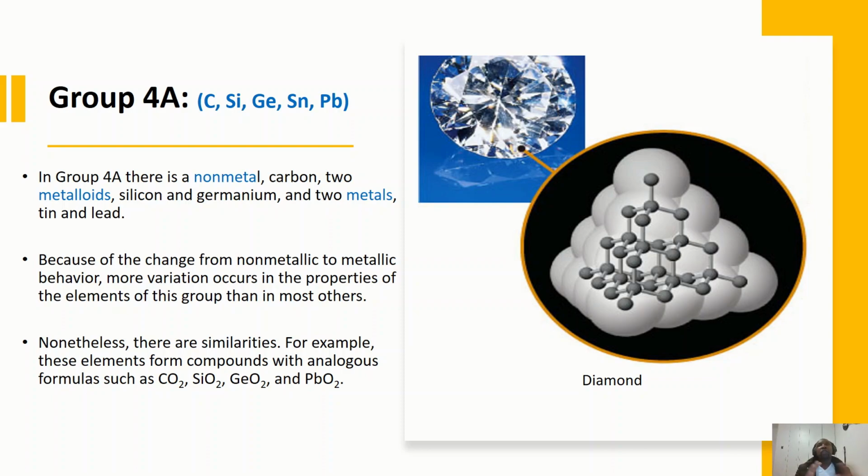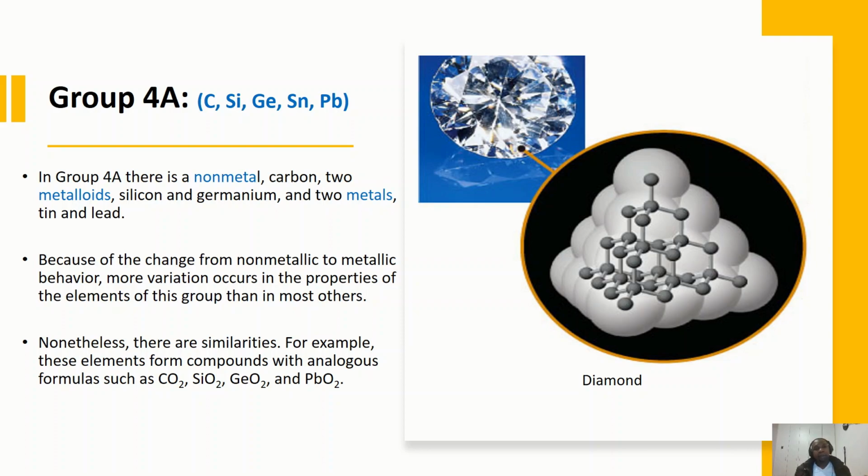Because of these unique properties, where they have everything in the same group, their properties are diverse and they exist in various forms. For example, you can see in the diagram here diamond, which is a form of carbon. We also have graphite, which is also a form of carbon.